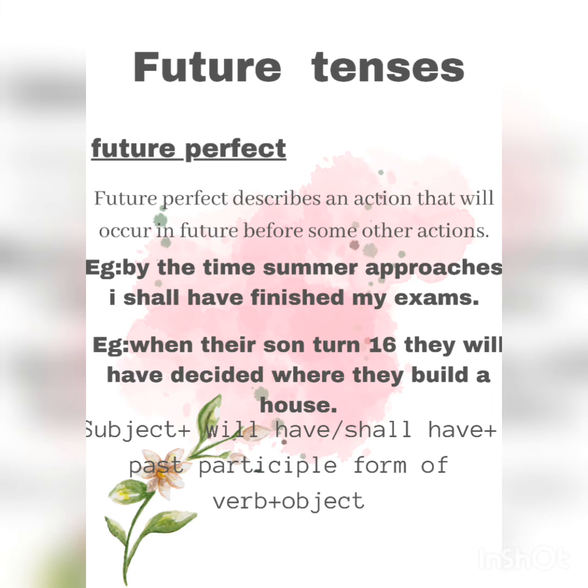Next one is future perfect. Future perfect describes an action that will occur in future before some other action. The form of future perfect is subject plus will have or shall have plus past participle form of verb plus object. For example, by the time summer approaches, I shall have finished my exams. And the second example is when their son turns 16, they will have decided where they will build a house.